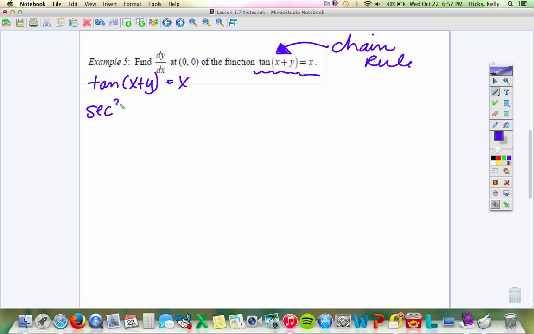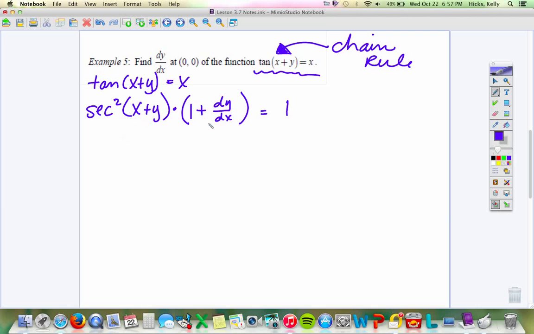So the derivative of the outside is secant squared, leave the inside alone, times the derivative of the inside, which is going to be 1, because the derivative of x is just 1. You could think of it as 1 dx/dx if you wanted to, plus the derivative of y is dy/dx, equals the derivative of x, which is just 1.